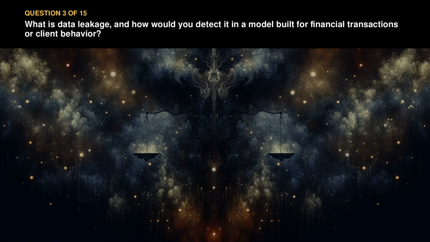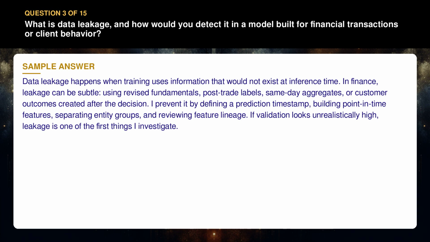Question 3. What is data leakage, and how would you detect it in a model built for financial transactions or client behavior? Data leakage happens when training uses information that would not exist at inference time. In finance, leakage can be subtle, using revised fundamentals, post-trade labels, same-day aggregates, or customer outcomes created after the decision. I prevent it by defining a prediction timestamp, building point-in-time features, separating entity groups, and reviewing feature lineage. If validation looks unrealistically high, leakage is one of the first things I investigate.